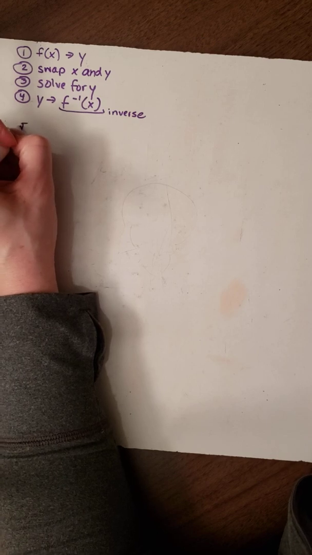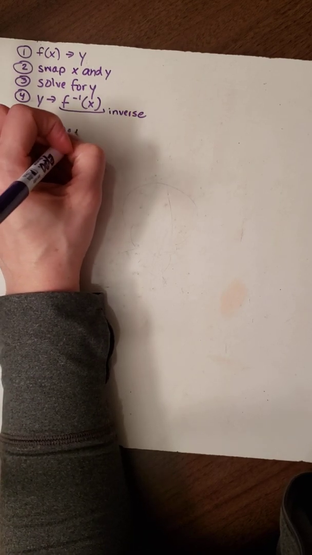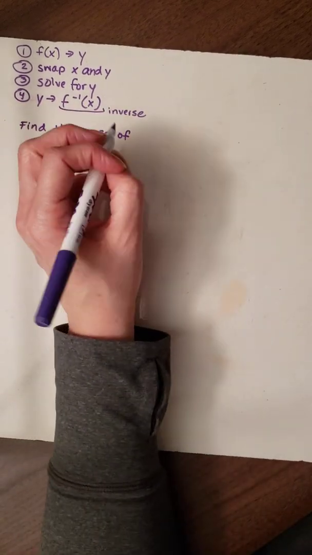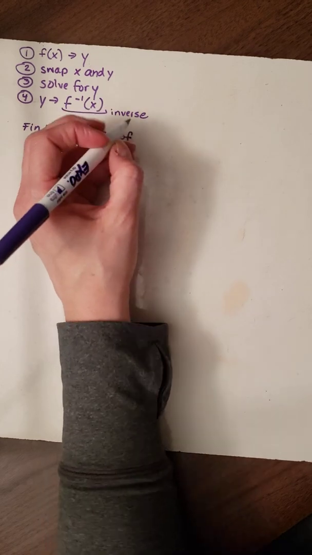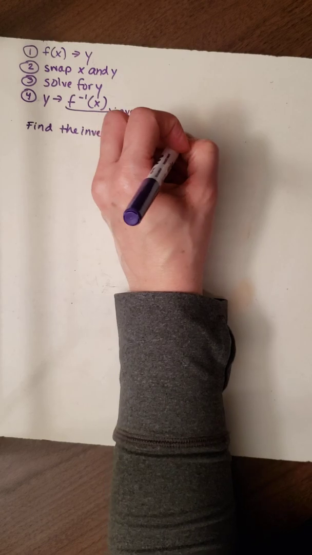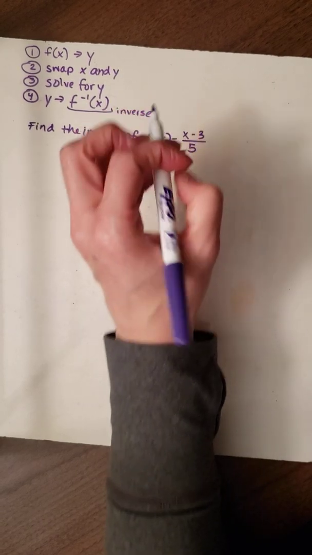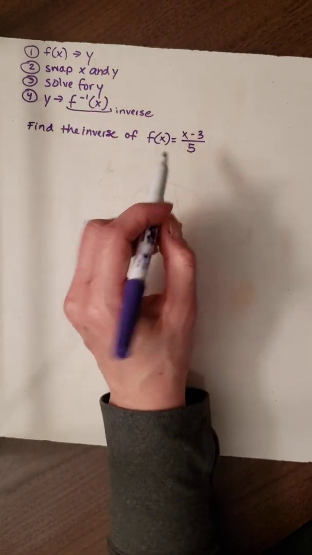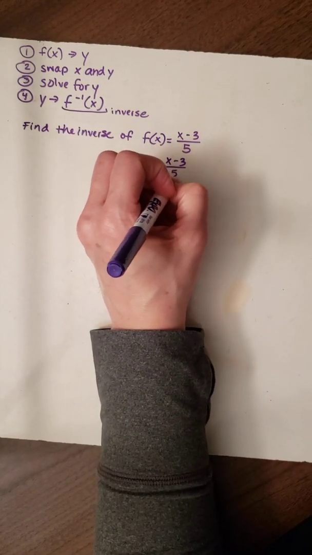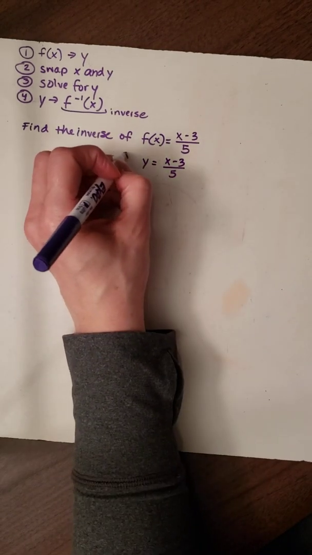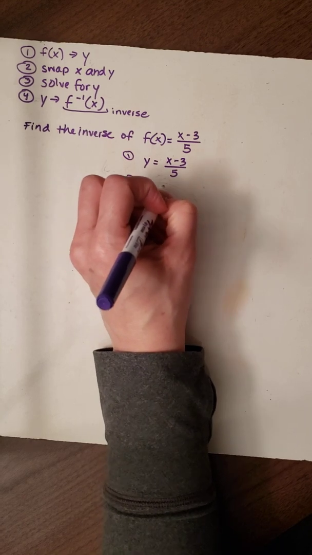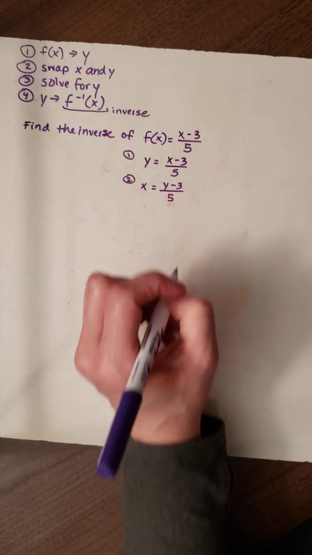So let's find the inverse of a function. Let's find the inverse of f of x equals x minus 3 over 5. So step 1, f of x becomes y. y equals x minus 3 over 5. That's step 1. Step 2, swap x and y. So we have x equals y minus 3 over 5.